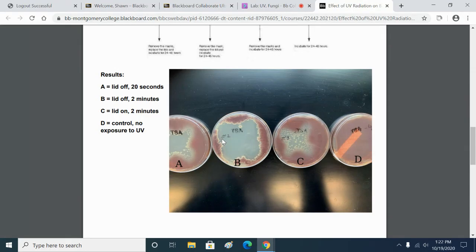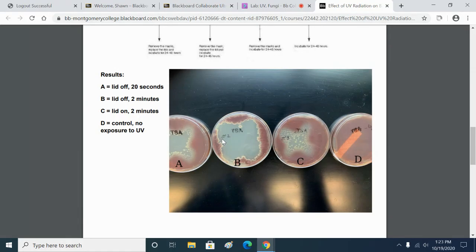It was just exposed to the ambient light in the room, so no UV. And so we see some red growth on these plates. So looking at plate A and B, what can you say in general about UV exposure? So what did UV do to the bacteria?